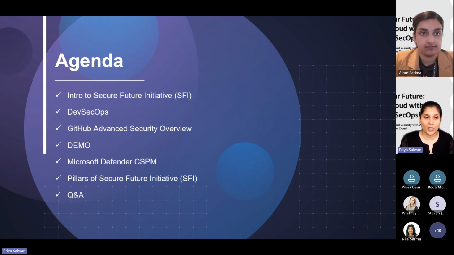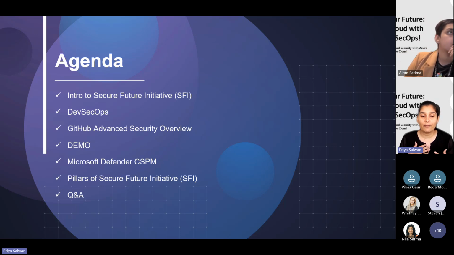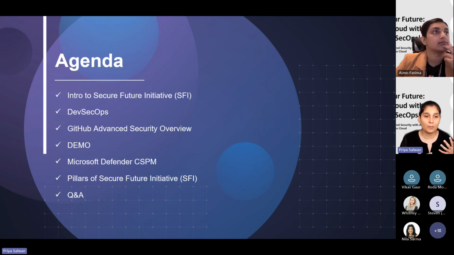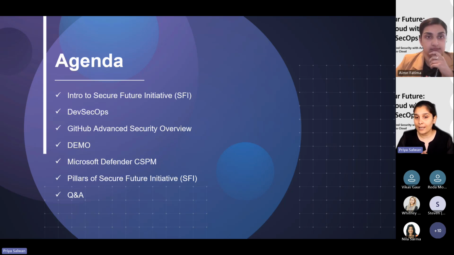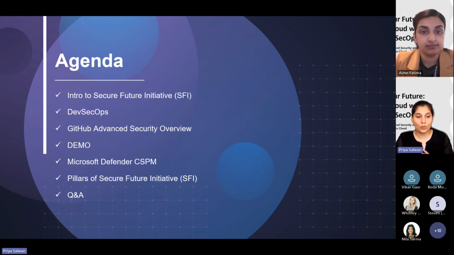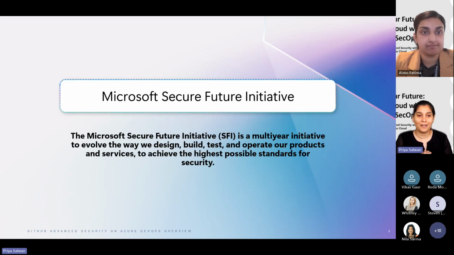We have a jam-packed agenda today, so we'll be doing a very brief but quick introduction to Secure Future Initiative, which will be done by my colleague Eamon. We'll then talk about some of the tidbits around DevSecOps. We'll go through the GitHub Advanced Security overview, covering all the services provided within this framework. We'll then have a very short demo, showcasing all the cool capabilities of GitHub Advanced Security, and an AI demo of the added capability, which will be followed by Microsoft Defender CSPM, and then Pillars of Secure Future Initiative, ending with Q&A and a feedback survey for us. With that, I will hand it over to Eamon to go through the introduction to SFI.